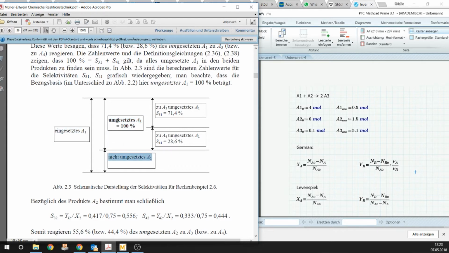This is the amount converted, and now these numbers, the selectivity, 71.4% plus 28.6%, the two selectivities add up to 100%. And in the English version, this is actually the definition of the yield.